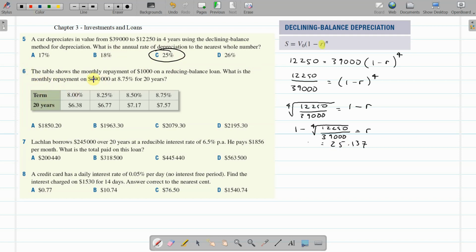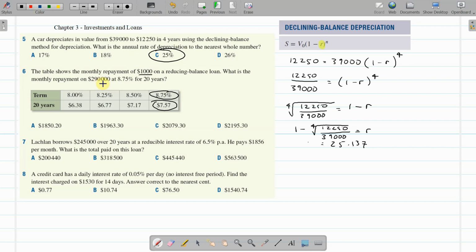Question 6. The table shows monthly repayments of $1,000 on a reducing balance loan. What is the monthly payment on that interest rate and 20 years? Well, they've given us the interest rate, we just have to find it, and the 20 years are there for us. They don't need the rest of this. 8.75% over 20 years. There's our number, that's for 1,000.